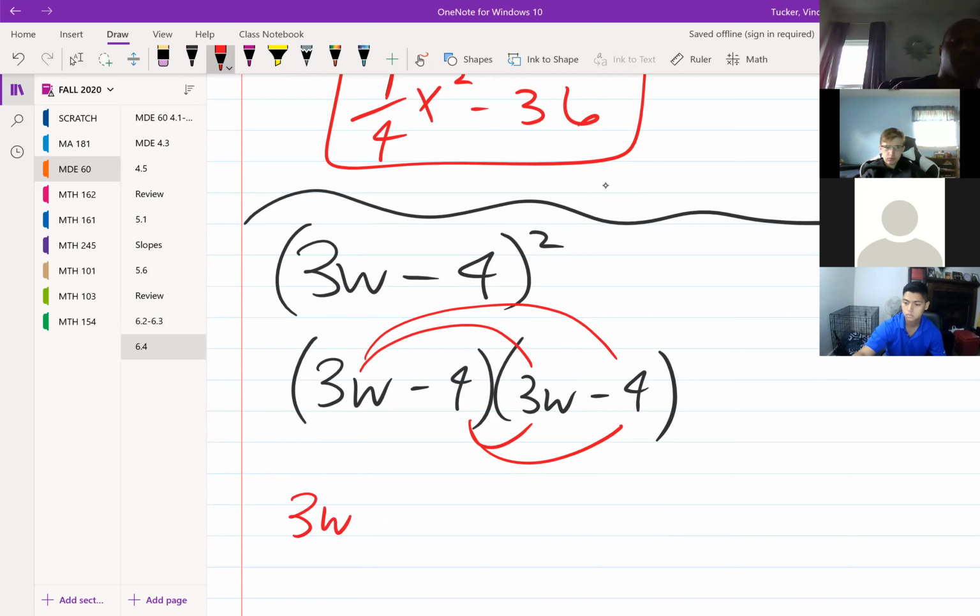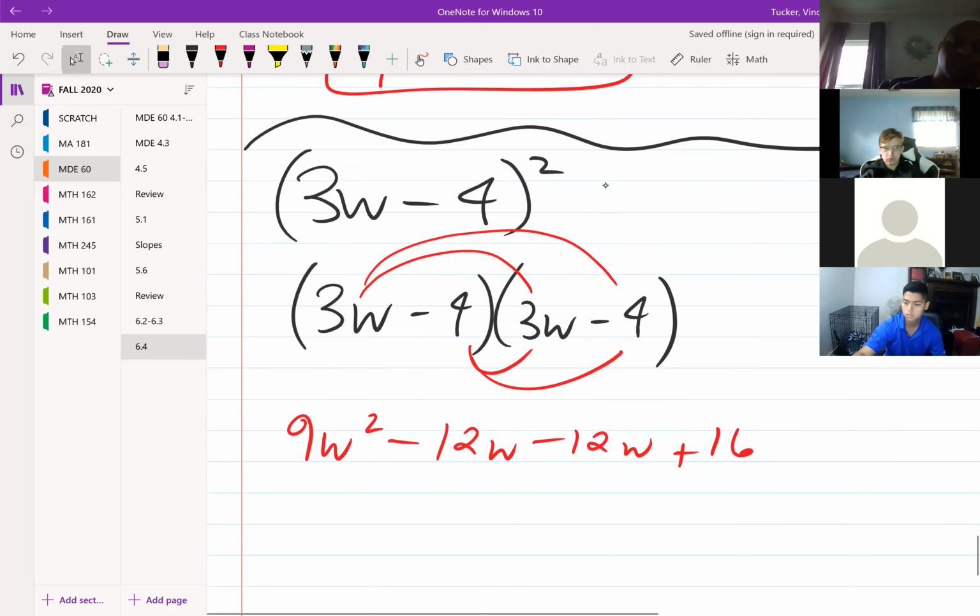3w squared should not be the answer, it should be 9w squared. 3 times 3 is 9. w times w is w squared. Then 3w times negative 4 is negative 12w. Negative 4 times 3w, negative 12w. And then negative 4 times negative 4 is a positive 16. Combine your like terms in the middle. 9w squared minus 24w plus 16.